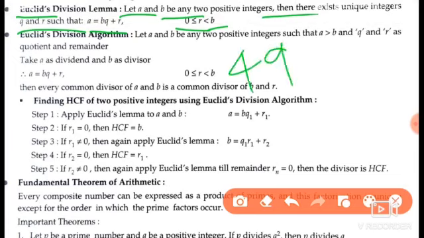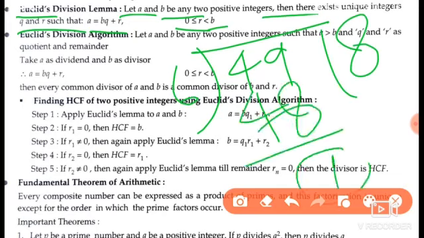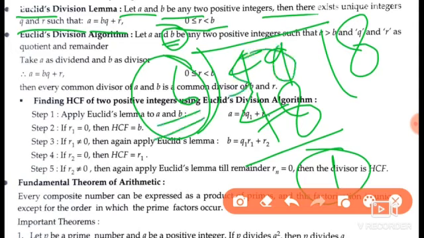Suppose 49 is divided by 6. 6 eights are 48. Here the remainder you get is 1. So the remainder is always less than this 6. This 6 is equal to b. Next, when 50 is divided by 6, you get remainder 2. When 51, you get remainder 3. When 53, you get remainder 5. And when you divide 52, you get remainder 4.